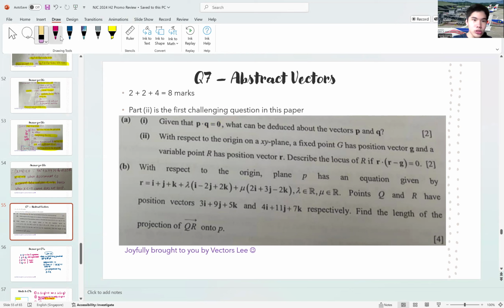This 0 should not be bolded, because the bolded 0 in the paper means a 0 vector. It should not be a 0 vector because why? Scalar product suggests a scalar. Dot product is a scalar, so it's 0. Then what can be said about vectors P and Q?